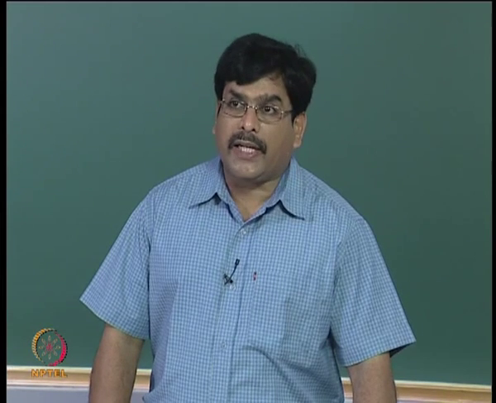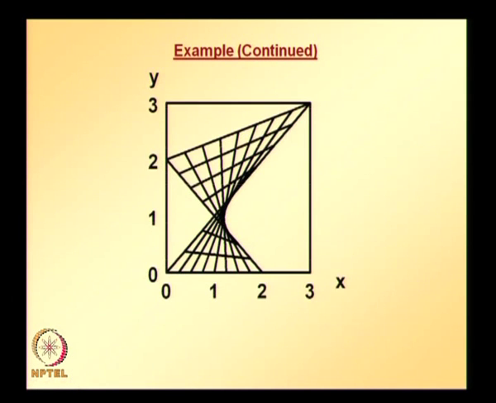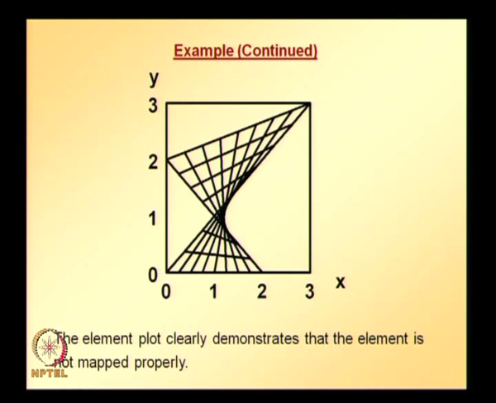The other way of checking the same thing, whether the mapping is valid or not, is plotting x y as a function of s and t, and here it can be clearly seen there is a fold which indicates the mapping is not good. The element plot clearly demonstrates that the element is not mapped properly.